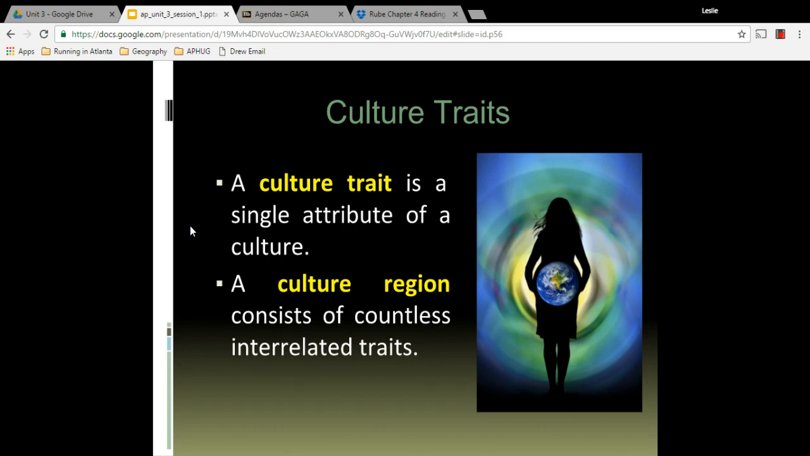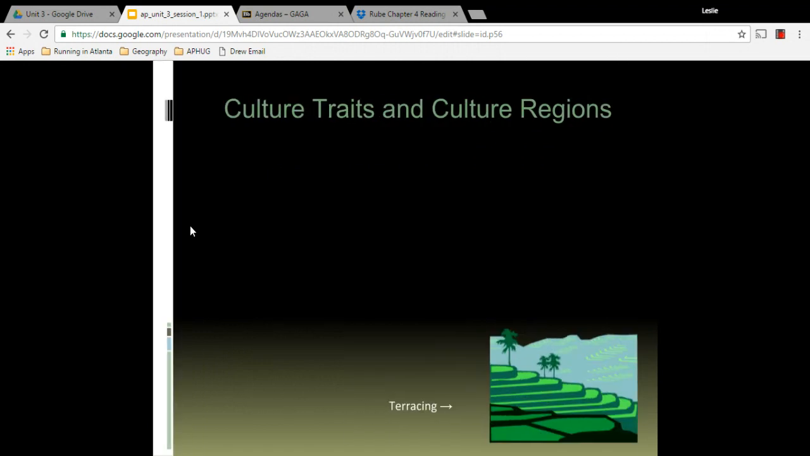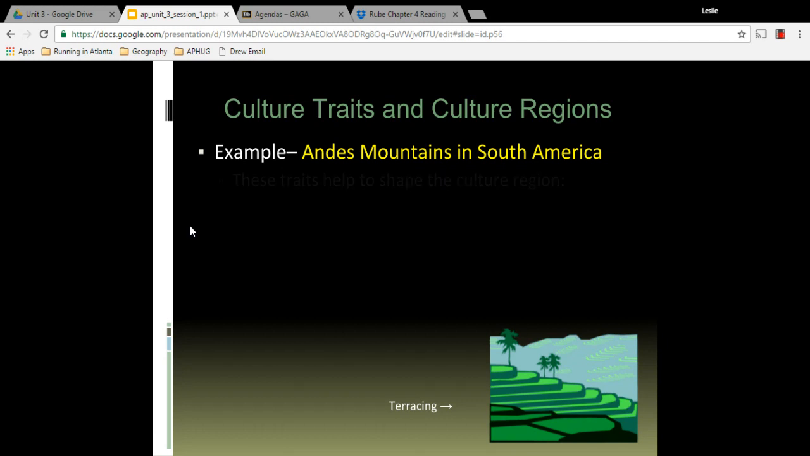Culture traits. A culture trait is a single attribute of culture. A culture region consists of countless interrelated traits. All right, so when we combine the two concepts, for example, the Andes Mountains in South America, these traits help to shape the culture region.